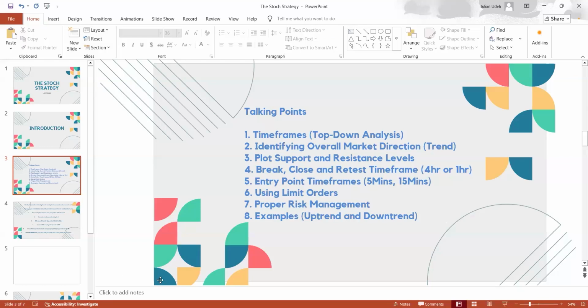So based on our talking points, what have we addressed so far? We have addressed the top-down analysis, right? We've gone from the monthly time frame down to the 1 hour time frame. We're also able to identify that the trend is an uptrend, right? We have also plotted support and resistance levels. We've used color codes. Red for monthly and weekly. For daily, we use green. On 4 hours, black. On 1 hour, blue.